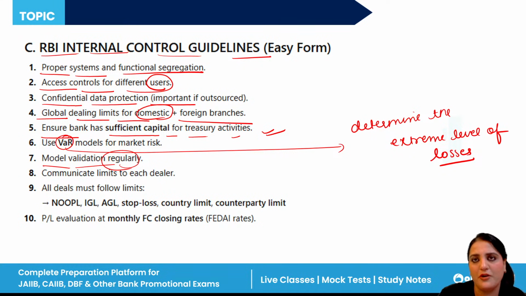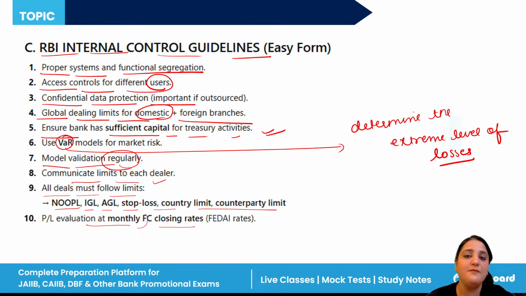Then model validation is done regularly. It is important that models give exact predictions. Then communicate limits to each other. All deals have to follow NOPL, IGL, AGL, stop loss, country limit, counterparty limit, everything. And profit and loss evaluation is done at monthly foreign currency closing rates, which is basically called the FEDAI rate. So RBI performs a very important role to ensure that everything is going according to the rules and regulations in the forex market, so everyone can do business without any hesitation and any problem.